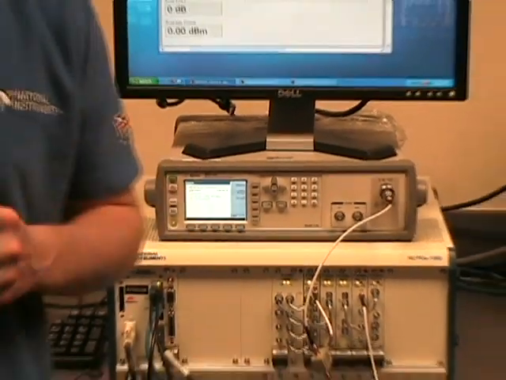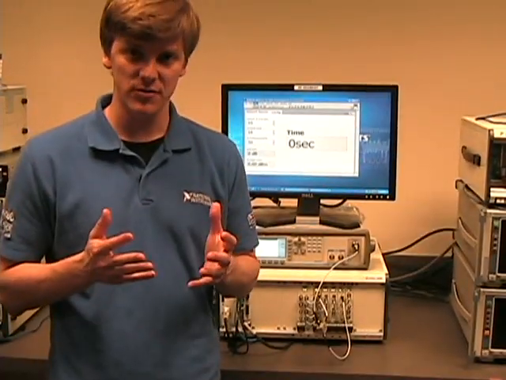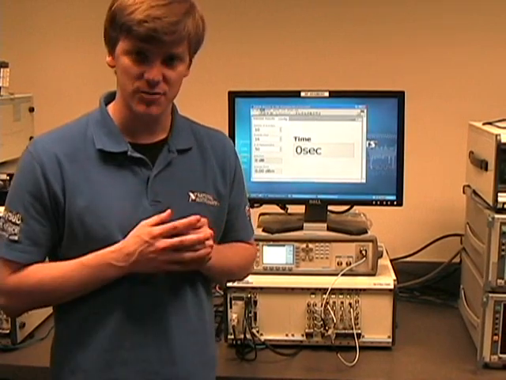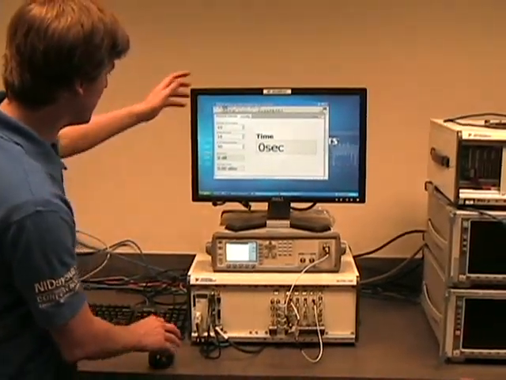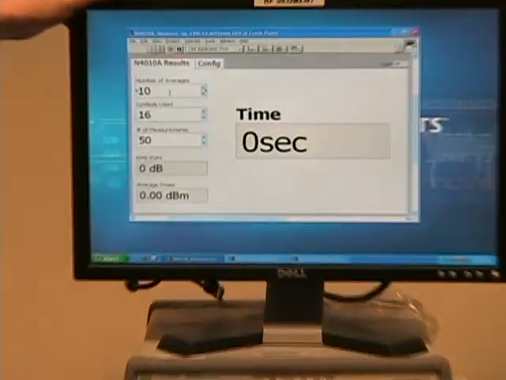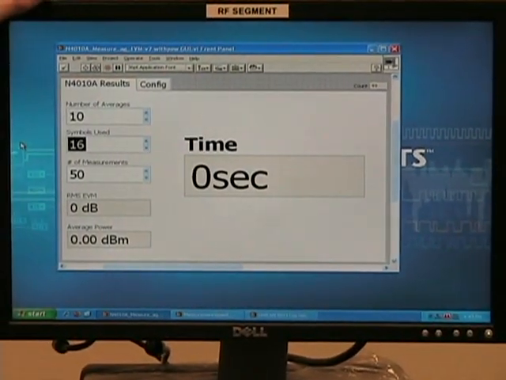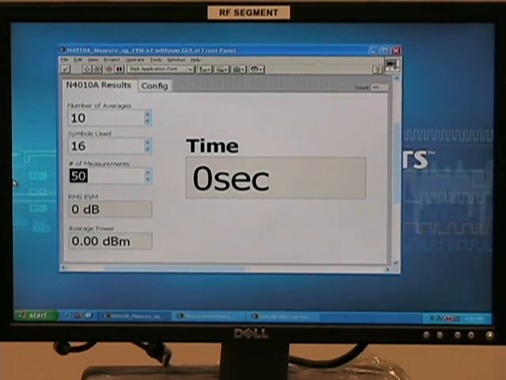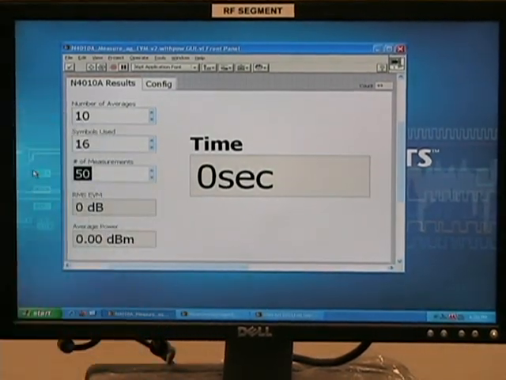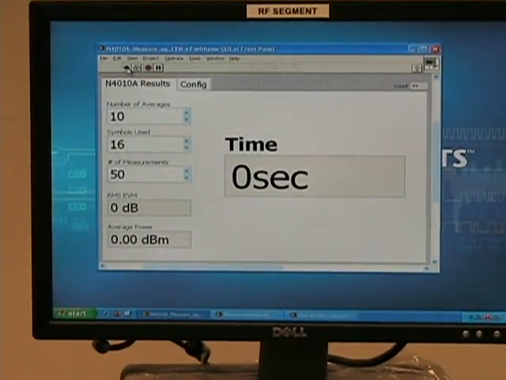Now the benchmark we're going to perform today is 100 measurements of an EVM measurement. Now you can see on your screen that I'm configuring this for the Agilent N4010A. I'll configure 10 averages per measurement, 16 OFDM symbols per measurement, and then we're going to look at the average time over 50 measurements. Now I'll just click on Run right here.